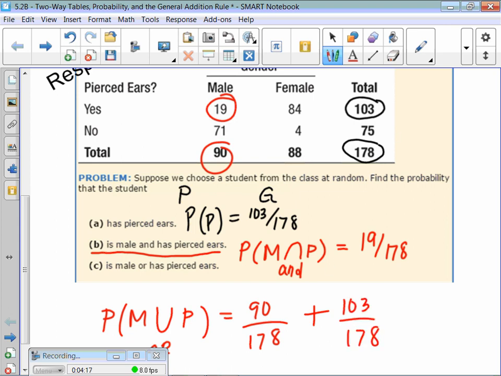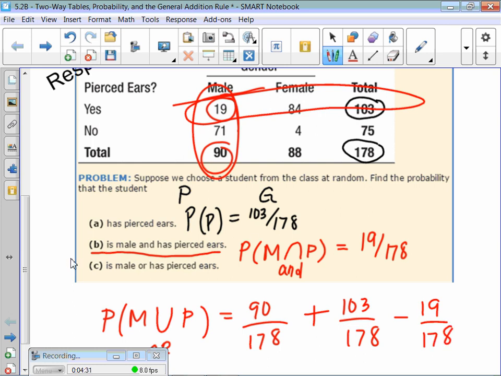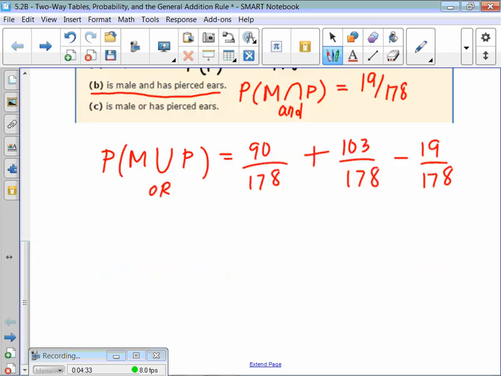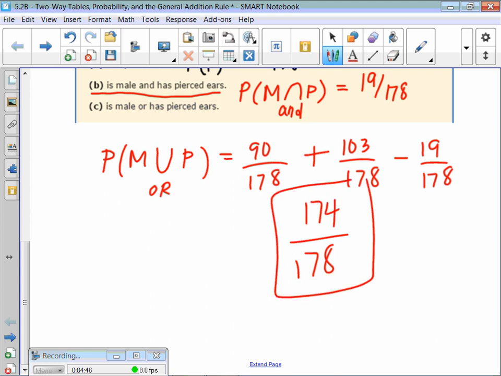And then we counted people twice, right? So I did the males this way. We did the yes pierced ears this way. Who did we double count? The 19 males who have pierced ears. You subtract those. All right? And that gives you your total of whatever it is. And we can leave it out of 178. I think it's like 174. Anybody do it? 193. Yeah, I think so. All right. You never have to reduce. You can just leave your fractions like this. If you want to make it a decimal, I suppose you could, or a percentage, or whatever.